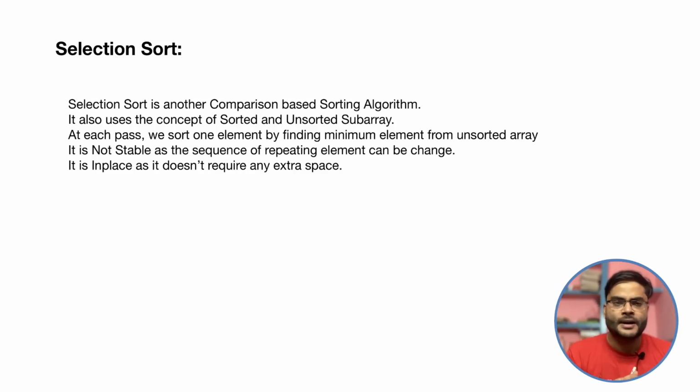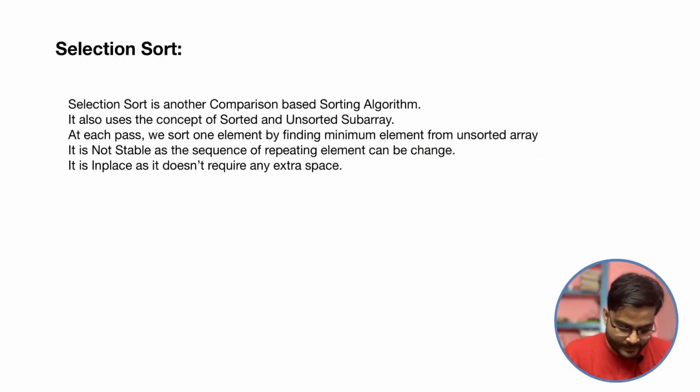Okay. But here what we do, in a single pass, we traverse and we find the minimum of all the elements in our unsorted array. So in first pass, we find first minimum. In second pass, we find second minimum. In third pass, we find third minimum. Okay. So here we find the minimum element from our unsorted array.